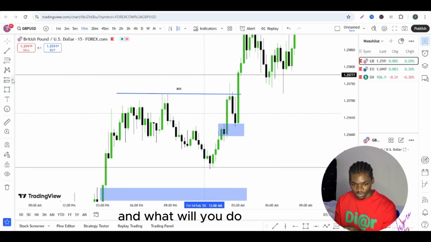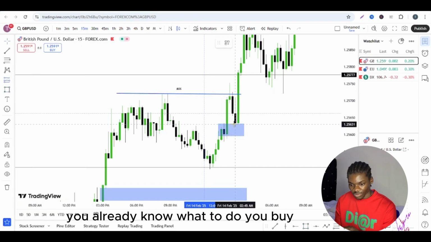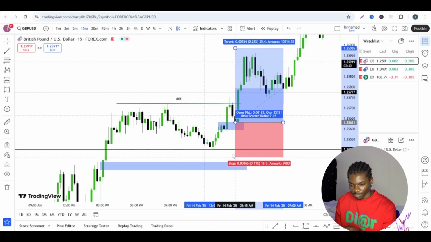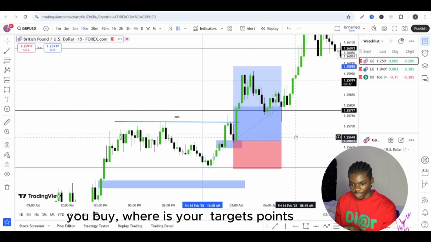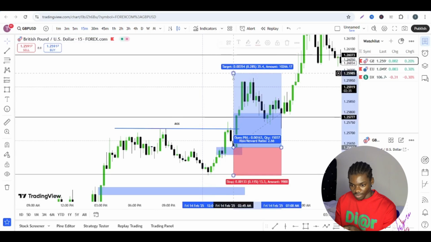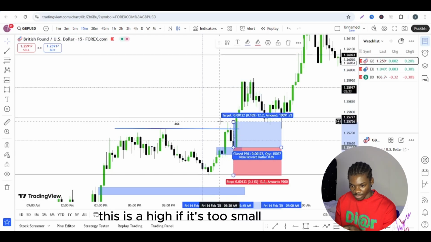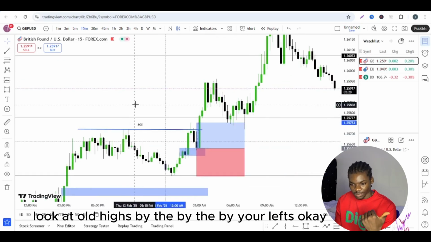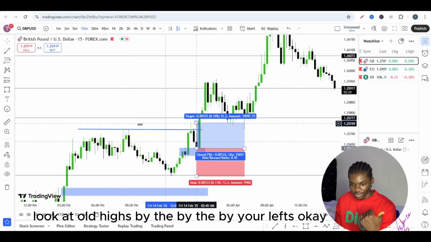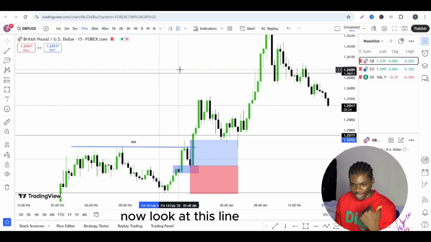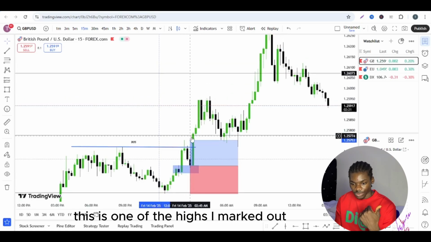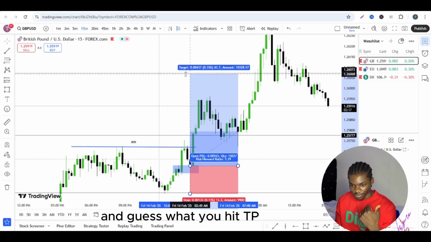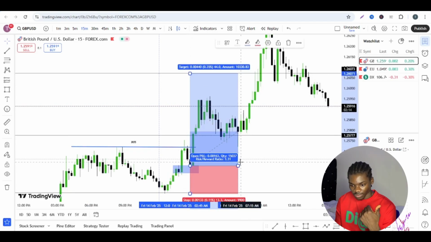And what will you do? You already know what to do. You buy. Where is the target point? This is a high. If it's too small, you look at the previous high. You look at old highs by your left. Now look at this line. This is one of the highs I marked out, so you can move your take profits to that point. And guess what? You hit TP.